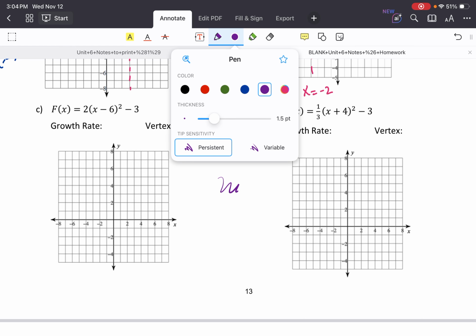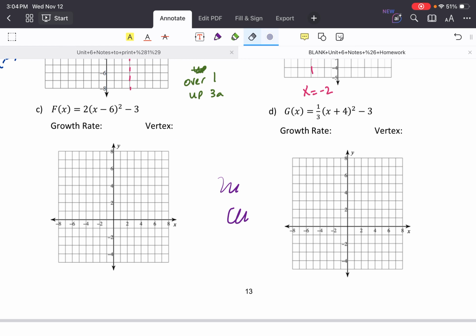Oh, we got switched to variable. Well, we want persistent. There we go. That's better. Sorry about that.